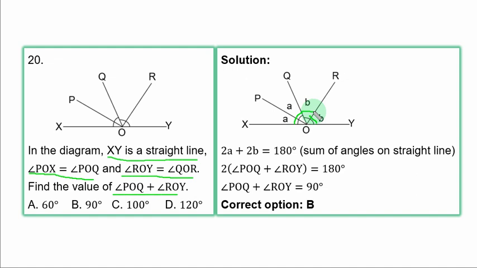When you add the four angles, their sum is 180, sum of angles on a straight line. So A plus A is 2A, plus 2B, equal to 180. We can factor out 2 from here. And what is A? A is equal to angle POQ, B is equal to angle ROY. Divide through by 2. The sum of angle POQ and ROY is equal to 90 degrees. B is the correct option.